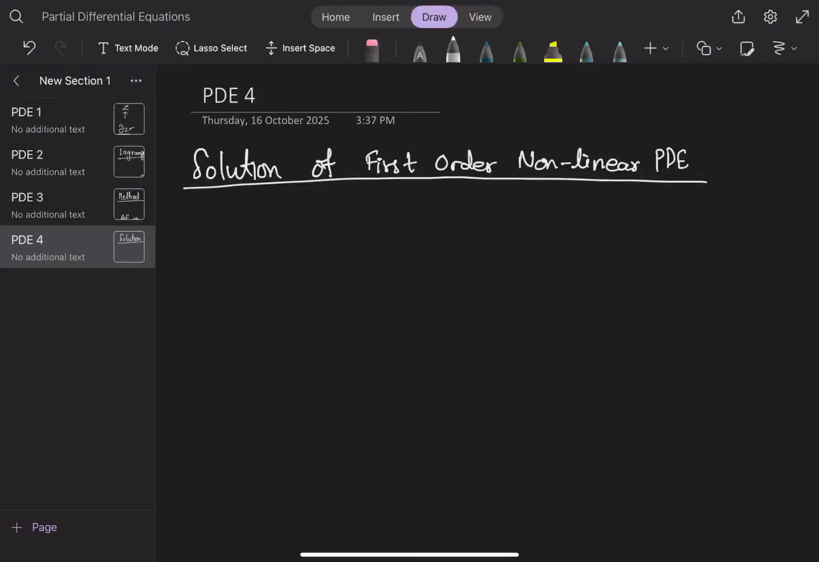Hey guys, let's continue. So, up till now, we have been looking at linear PDEs. Now let's start with non-linear PDEs. Your first step is to write out Charpit's auxiliary equation. Now, this is a very lengthy equation and you have to remember it.